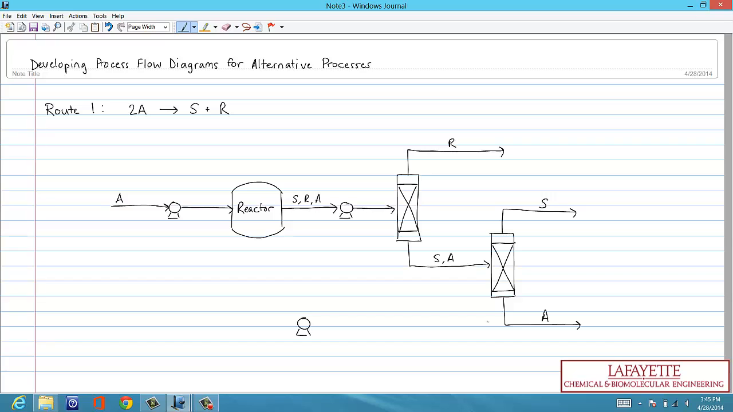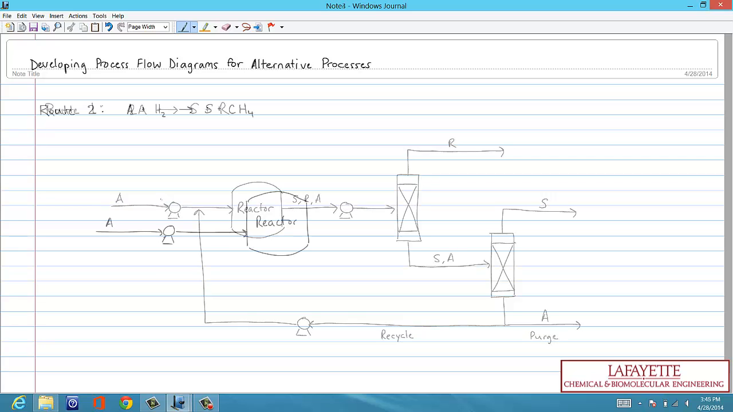We can recycle the remaining A back to the start of the process with another pump to make the process more cost-effective. A purge line must also be added to prevent possible buildup of impurities.